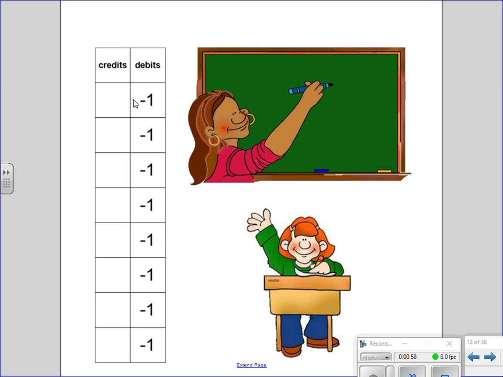Her teacher sees her efforts and tells her she's earned 5 points. Then she gives Sally a choice. Option 1, she could either give Sally 5 points, or option 2, she could take away 5 of her debits, 5 of her negatives. Let's look at these two options to see which choice Sally should make.